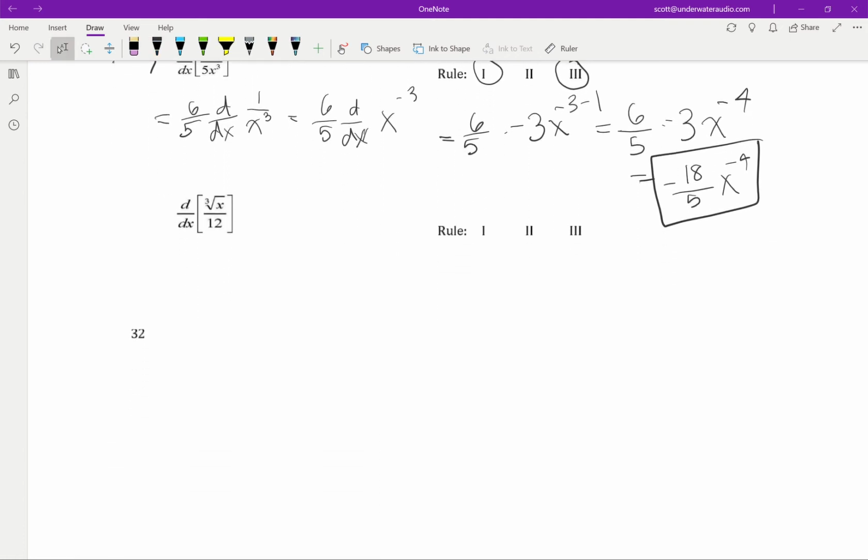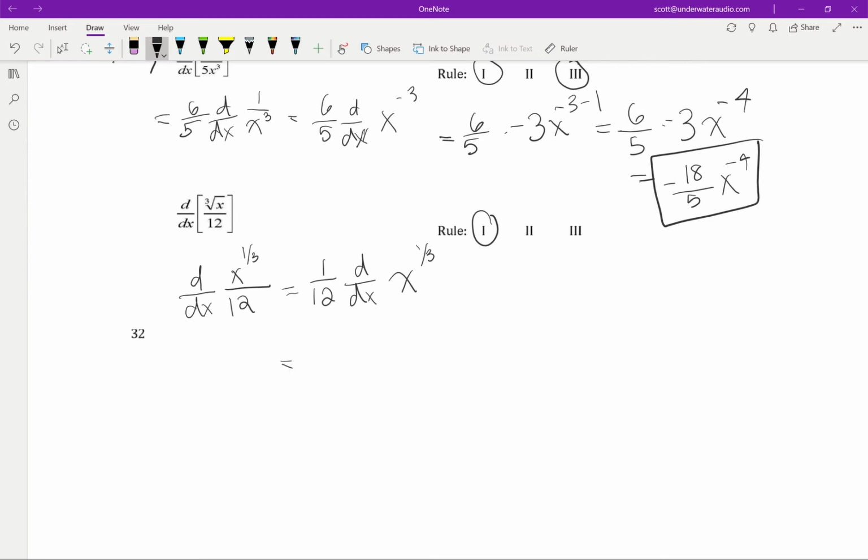All right, now I'm doing the derivative of a cube root. So it's always a good idea to write things as an exponent. Instead of pulling the constant out, I'll write that as x to the 1/3 all over 12. That's just algebra. Then I'll pull the constant out: 1/12 d/dx of x to the 1/3. And I did use rule 1, so I'll circle that.